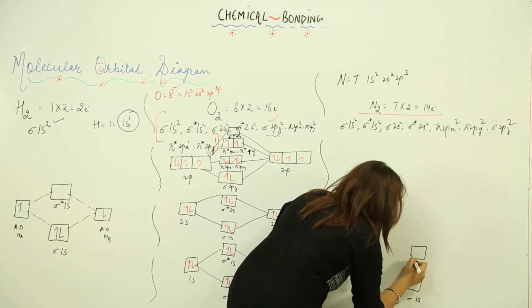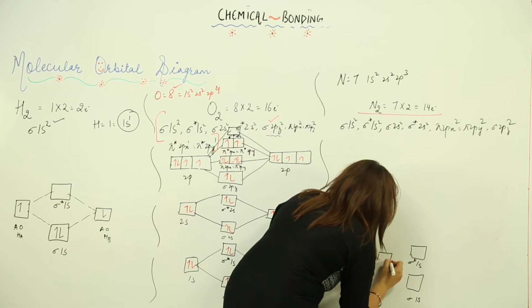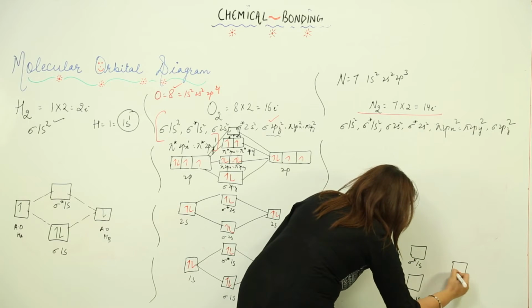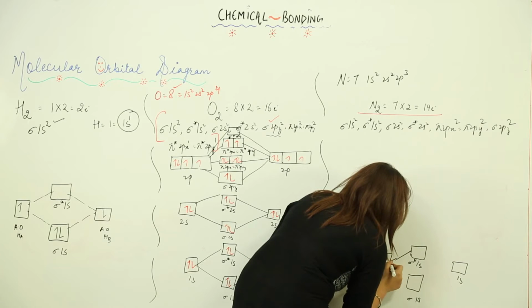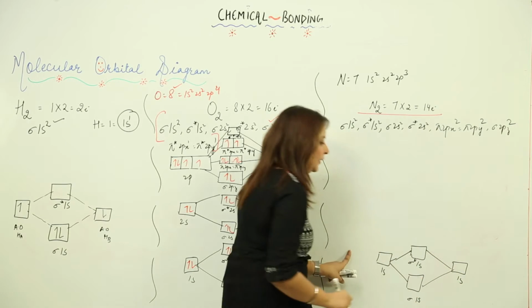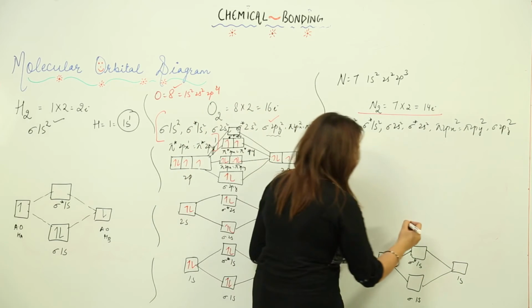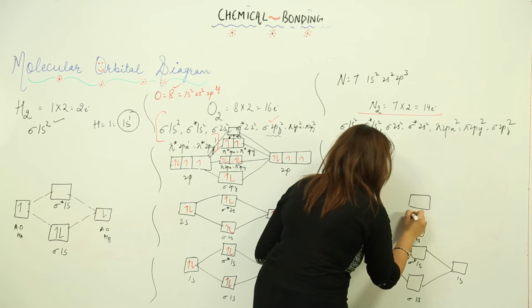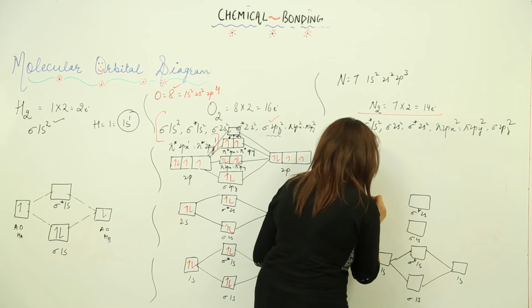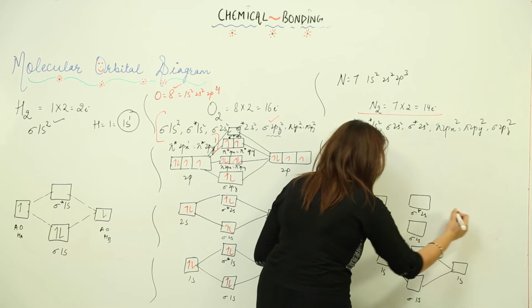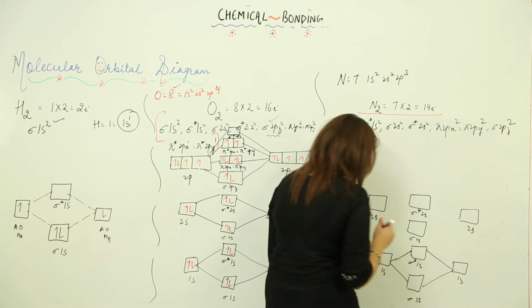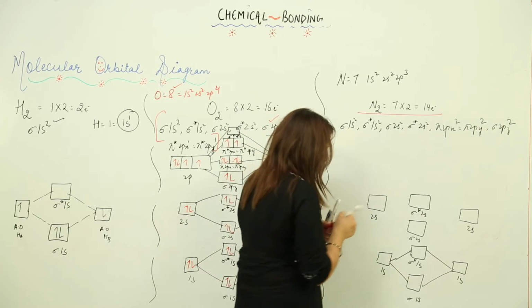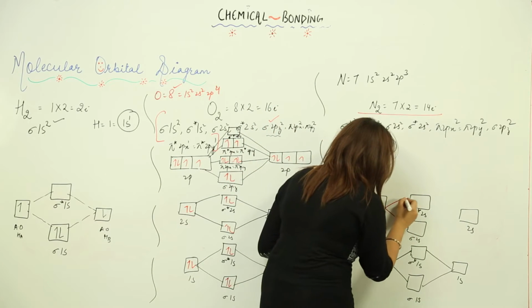Sigma 1s, sigma star 1s, and here come my atomic orbitals. I'll join them like this. Now I'll fill in the 2s again: sigma 2s, sigma star 2s. This is my atomic orbital 2s and 2s. I'll join them with the multicolored lines. Let's make it colorful.